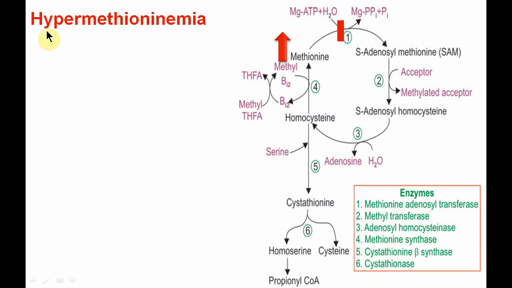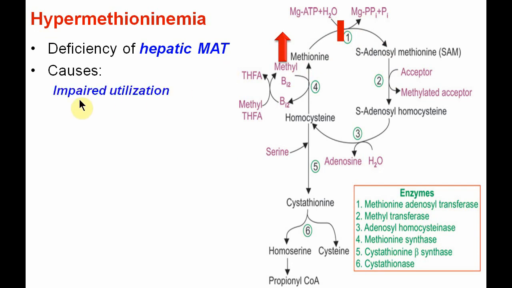Next disorder is the hypermethioninemia. So here there is deficiency of the hepatic methionine adenosyl transferase. Here you can see the number 1 enzyme, methionine adenosyl transferase, which converts the methionine into the active methionine, that is S-adenosyl methionine, or called ADOMET. So here there is deficiency of this enzyme, so there is increased methionine level.